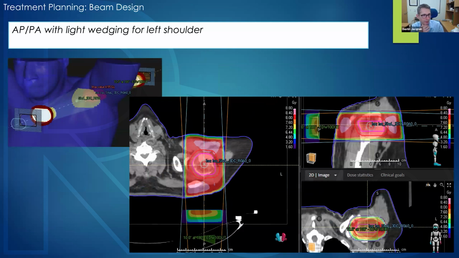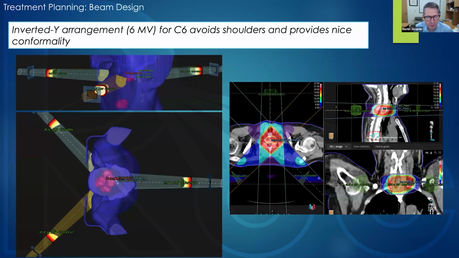Here we have a simple treatment of the left shoulder with AP/PA fields. It's pretty obvious just by looking at the picture that the shortest distance through the patient into this target is AP/PA. And so this is not only simple, but it's also very efficient. It's going to give you the lowest hot spots. And you can see this plan looks very nice. This is a very common arrangement in my clinic.